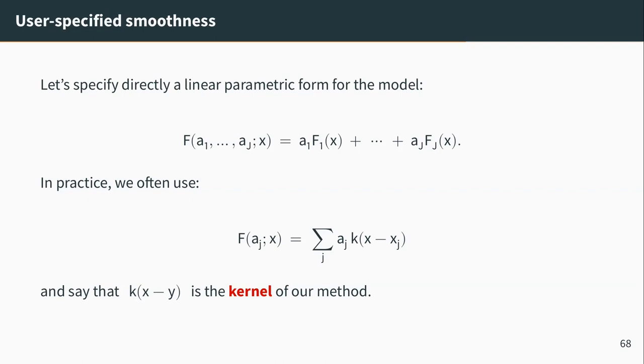You're going to pick a function k of x minus y, you're going to call it the kernel of your method, and say that your model is just going to be a linear combination of translated kernel functions which are centered on your different samples. Okay, it looks like a good baseline.